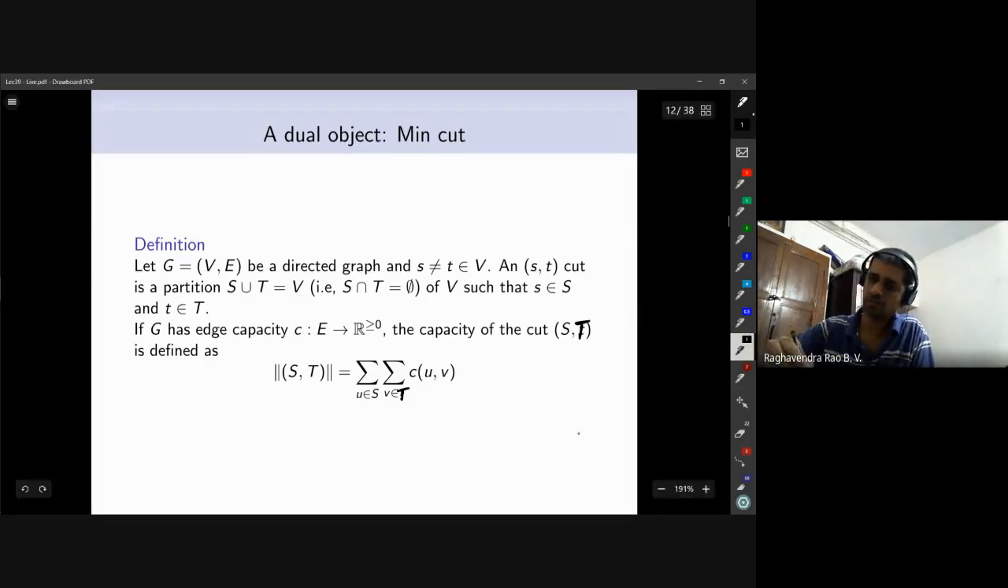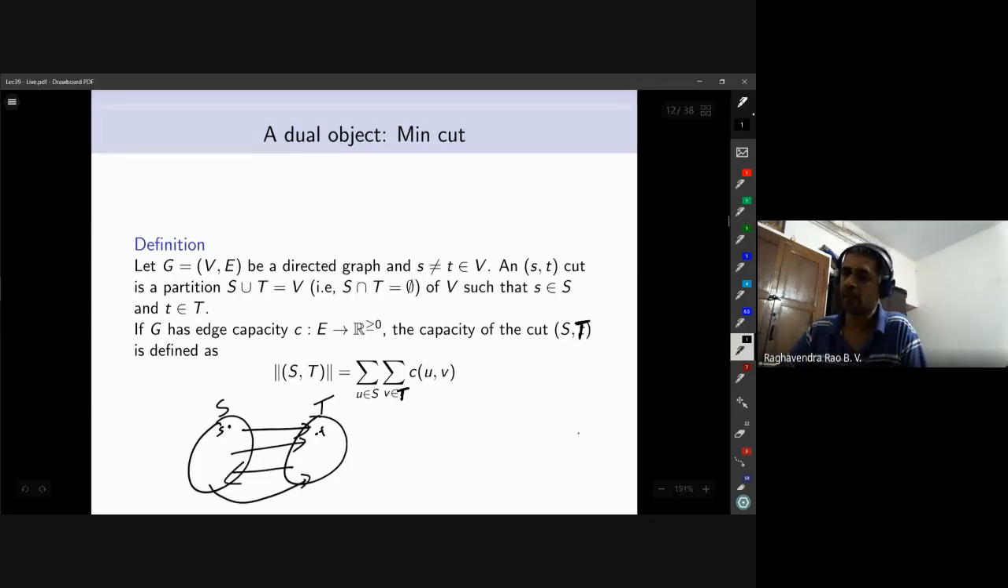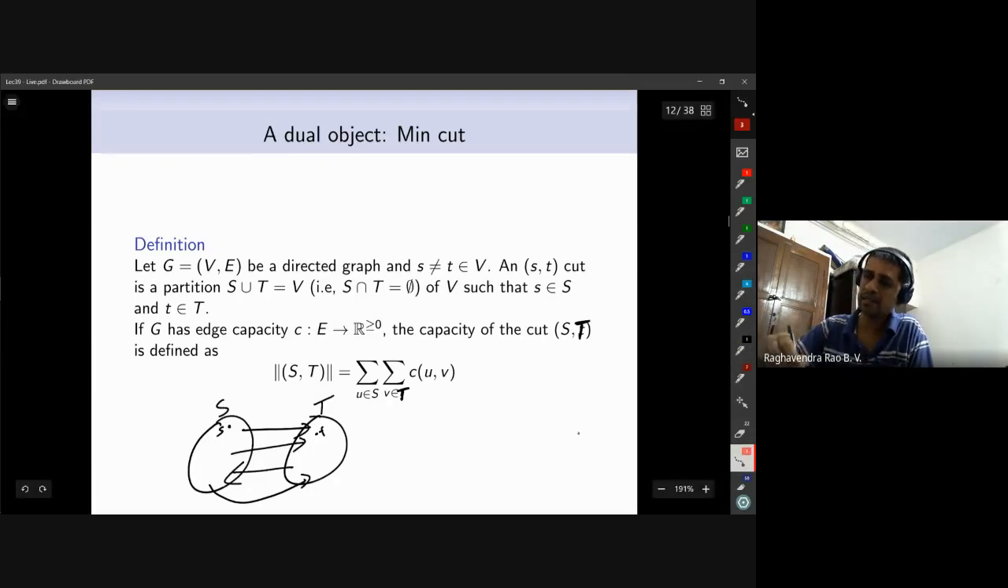I'll just draw it pictorially here. This is how a cut will look. S sits here, T sits here. This should be a partition. So there would be edges in either direction, this way and this way. Now what you do is you look at all edges in the direction of capital S to capital T. That is, the starting point should be in capital S and the ending point in capital T. So you take the sum of all those weights. By weight I mean capacity.